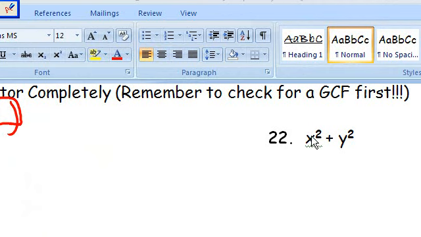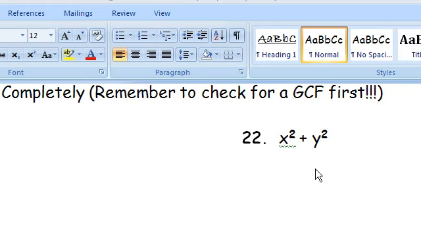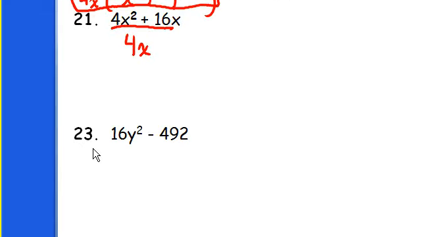Okay, let's come over here. This is a sum of squares, so we cannot factor that. There's no common factor. This is prime, I believe. Okay, let's go to 23.